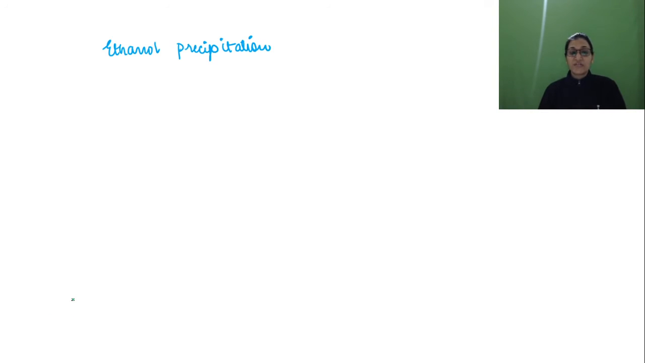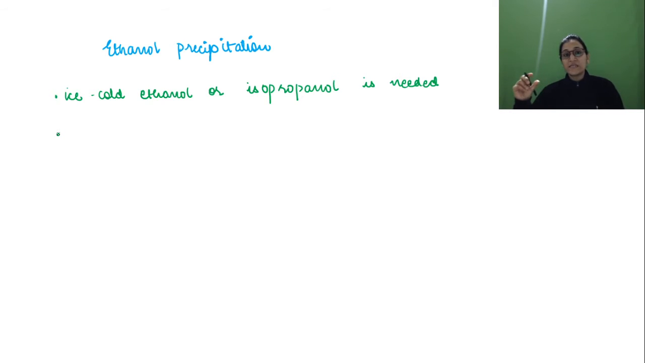So ethanol precipitation step is done by using ice cold ethanol or isopropanol. So why is it needed? Because DNA is insoluble in these alcohols. So it is going to aggregate together and giving rise to a pellet upon centrifugation. That is why it is used.